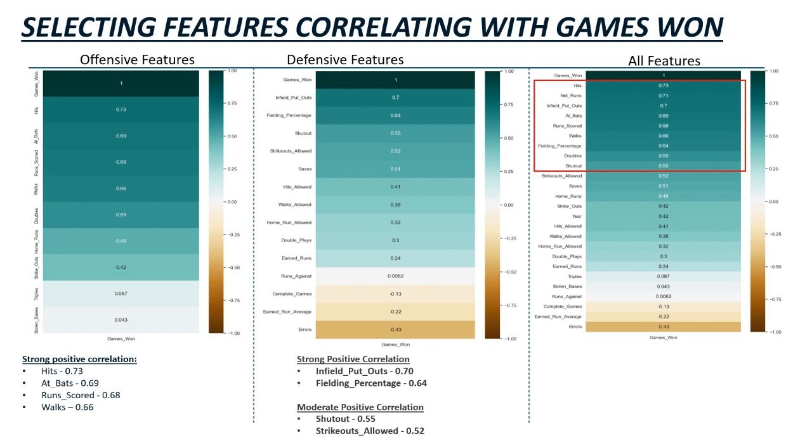Next, we have the defensive features, with the infield putouts and fielding percentage suggesting a strong positive correlation, where shutouts and strikeouts allowed are suggesting a more moderate positive correlation. When taking into consideration all features, the top features that have a high correlation with our target variable are displayed under the third heat map here, combining all features. This would suggest that these are the best features that would bring us towards our goal of improving the prediction accuracy, as we can interpret here that when the target variable increases, the selected variables tend to increase as well.